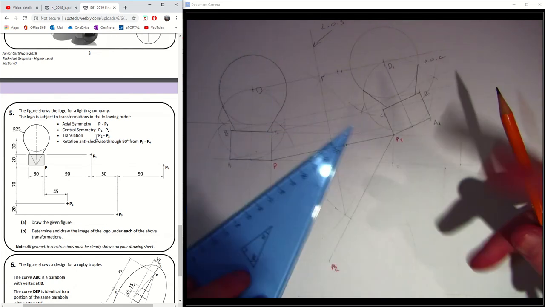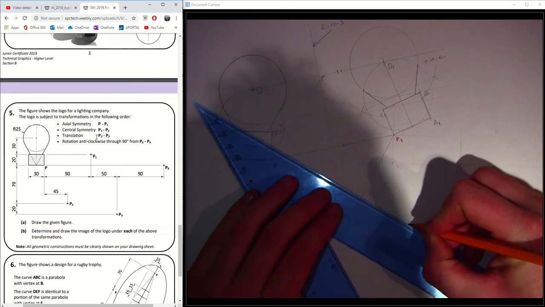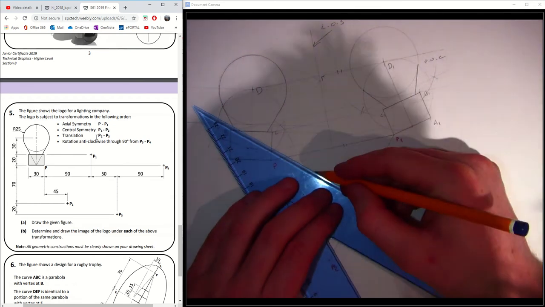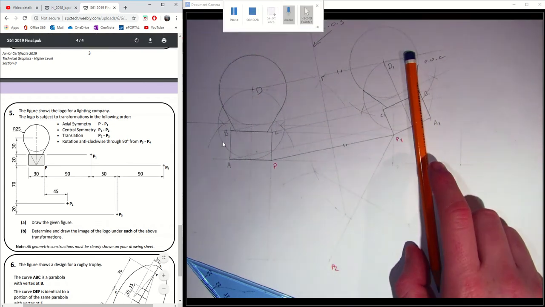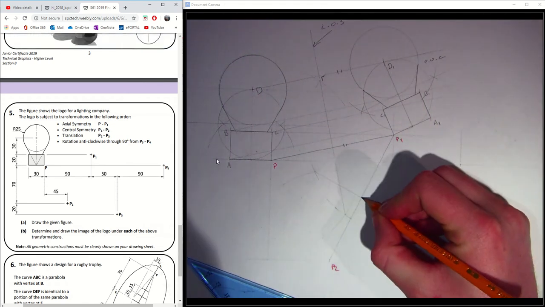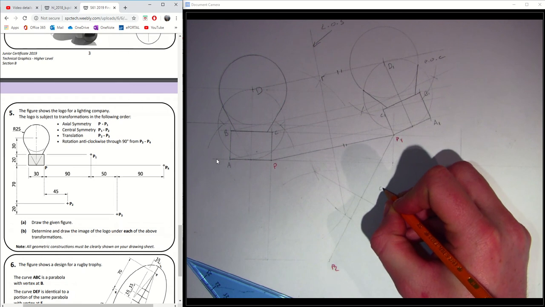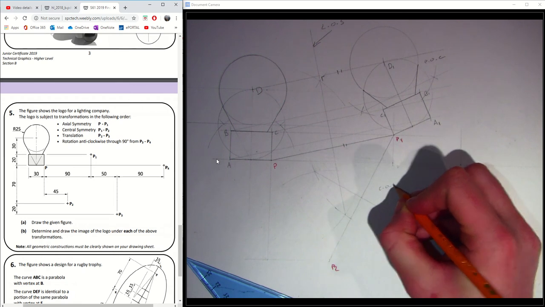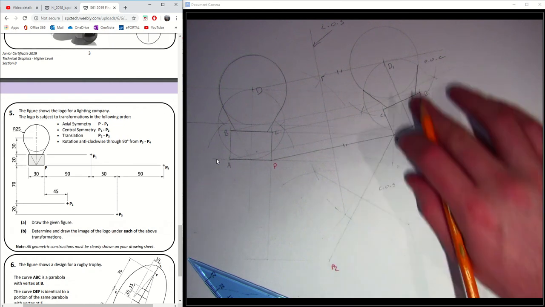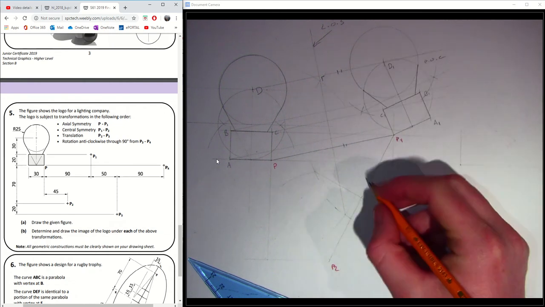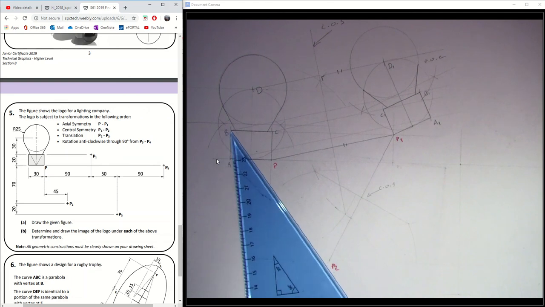Okay, and I'm going to just bisect that line. So that's the center point. That center point there is known as my center of symmetry, so point of symmetry is center of symmetry. All the points now have to go through that center of symmetry.